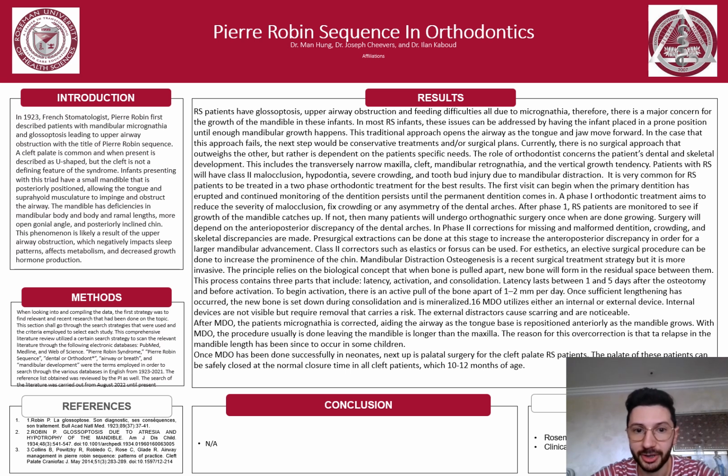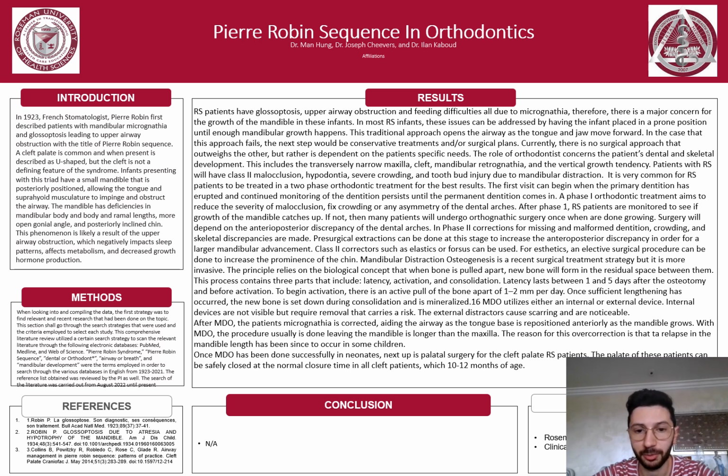It's very common for these patients to be treated in a two-phase orthodontic sequence, maybe even more than two phases, multiple phases, where the first time they're coming in, you're looking at the primary dentition, and then seeing how the permanent dentition comes in. Phase 1 would be to reduce the severity of malocclusion, fix the crowding or any asymmetry of the arches. After phase 1, you want to look at the anterior posterior discrepancy, using class 2 correctors to fix that skeletal discrepancy, such as elastics or forces.